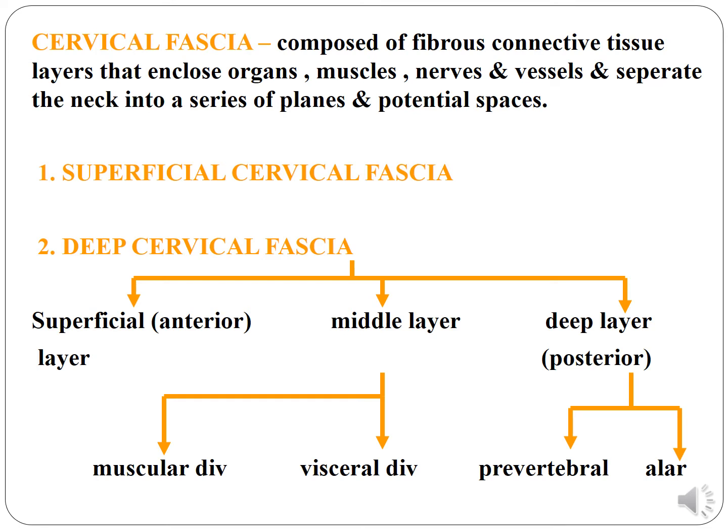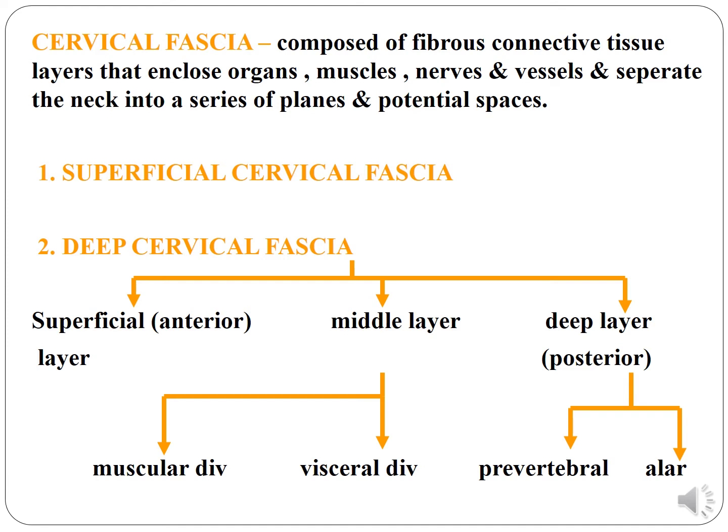which can be divided into superficial cervical fascia and deep cervical fascia. They are composed of fibrous connective tissues that enclose the organs, muscles, nerves, and vessels, and they separate the neck into a series of planes and potential spaces. This separation into a series of planes is to coordinate the function of these organs without having any friction over one another.